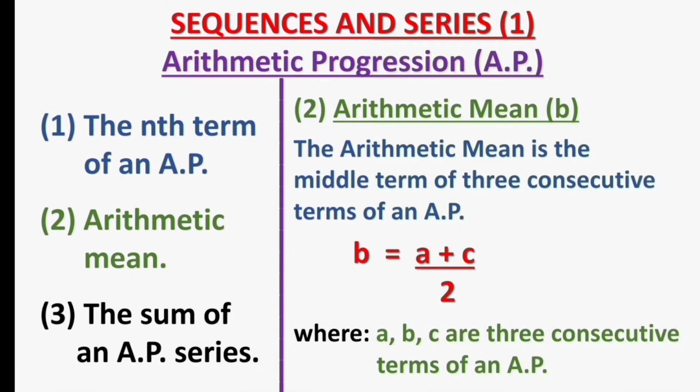Number 2 formula is the formula for arithmetic mean, B. The arithmetic mean is the middle term of 3 consecutive terms of an arithmetic progression, AP. The formula for arithmetic mean is B is equal to (A plus C) divided by 2. Here, A, B, C represents 3 consecutive terms of an arithmetic progression, AP. Please take note of this formula.